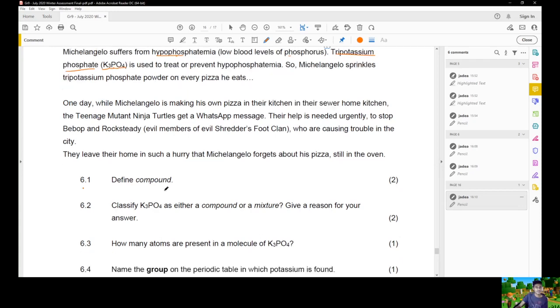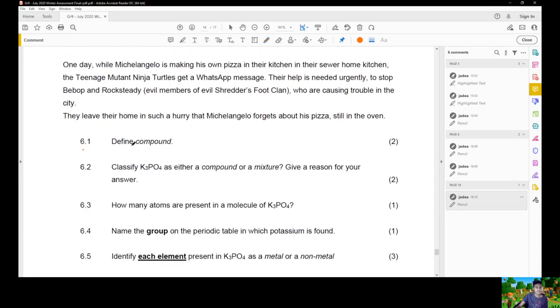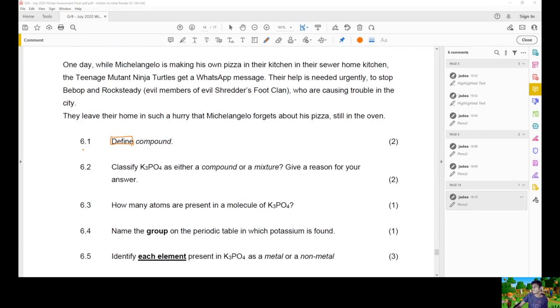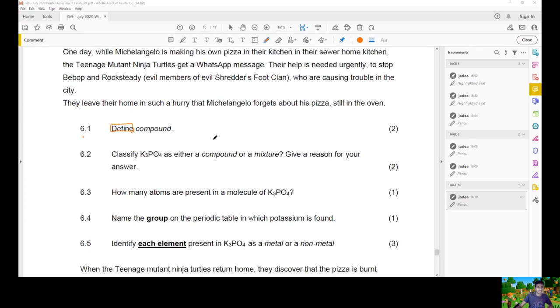Right, question 6.1. Define compound. Define is a very specific word in science that means you must repeat the definition from the notes exactly as it is, word for word. So the definition of a compound, where you have two different elements chemically bonded, as I discussed in that one multiple choice question. The definition you write down exactly as that. A substance formed when two or more different elements are chemically bonded to each other.